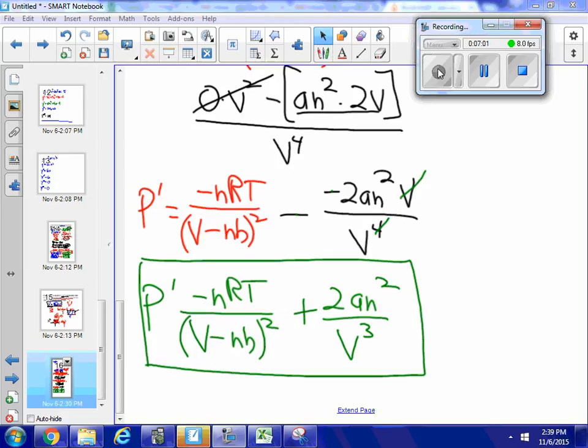A little bit tricky, you got to think about what's constant and what's not, but if you just take it one step at a time, do each of your derivatives separately, not that tough of a problem.